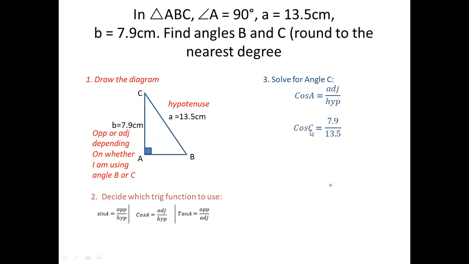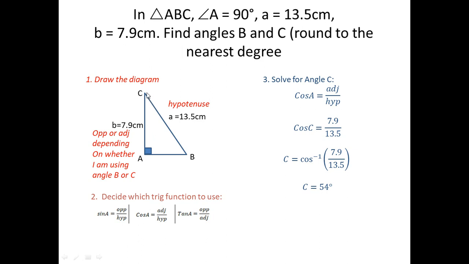Next, I'm going to substitute my values in. So cosine C is equal to adjacent 7.9 over 13.5. Now I'm going to undo the cosine. C is equal to inverse cos of 7.9 divided by 13.5. Put it all into the calculator, and we have C is equal to 54 degrees. I know that this is 54 degrees now.